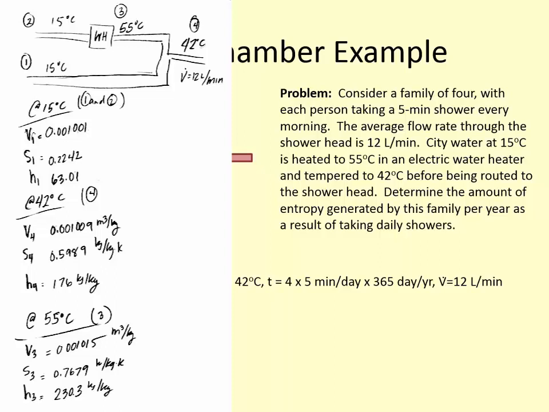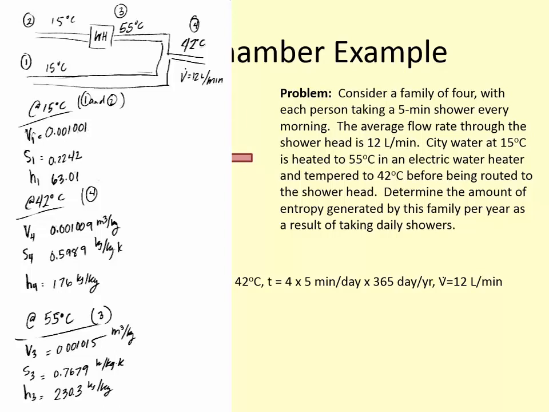Okay, so let's look at 42 degrees Celsius now. We look up V, what's the number on it? At 42 degrees Celsius, what's our outlet number or inlet number? 4. Okay, so this is state 4. V4 is 0.001009 meters cubed per kilogram. S4 is 0.5989 kilojoules per kilogram Kelvin. And H4 is 176 kilojoules per kilogram. Okay, so those are the property values at 42 degrees C.